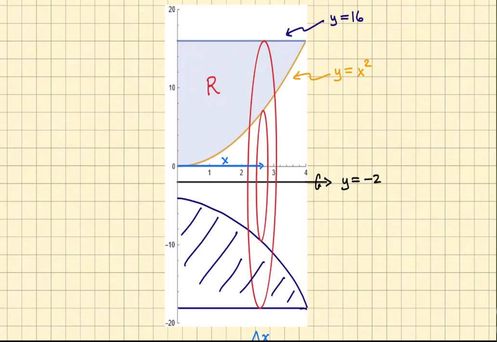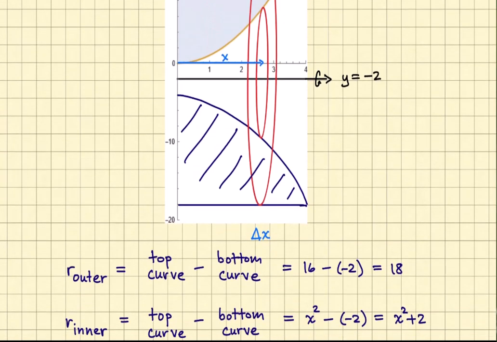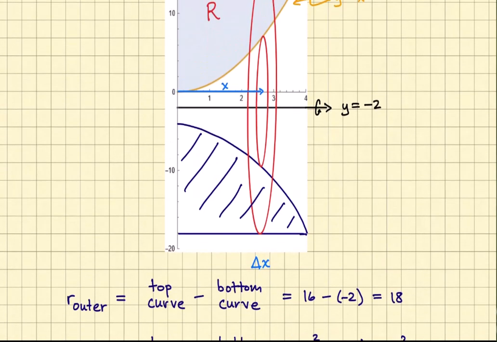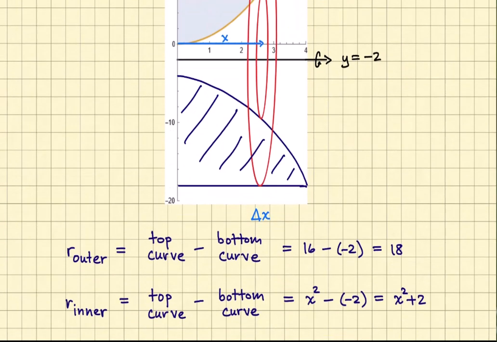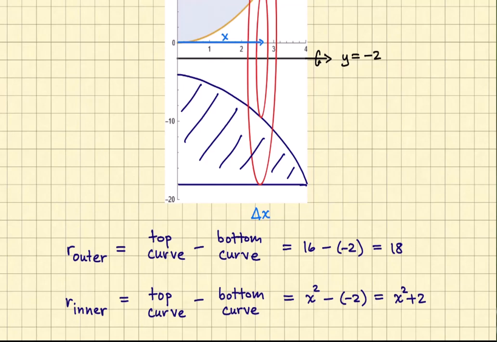I really want the length of this line right here. And the length of this line is just the top curve minus the bottom curve. The bottom curve in this case is the curve y equals minus 2. So in order to find the outer radius, I just want to do top curve minus bottom curve. Top curve has a formula of y equals 16. Bottom curve has a formula of y equals minus 2. So I just want to do 16 minus a minus 2. That's going to give me 18.